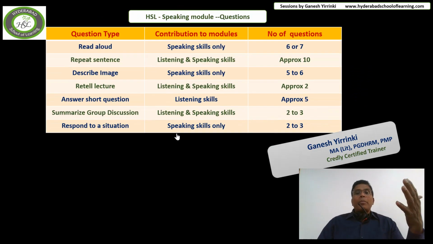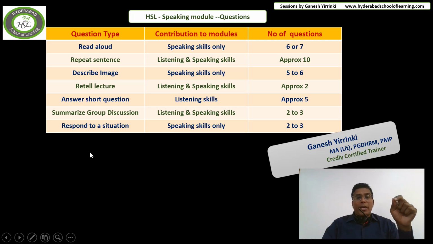And the first module happens to be speaking module. In speaking module, there are totally 7 question types. And usually questions come in the sequence that you find on the screen. Read aloud, repeat sentence, describe images, retell lecture, answer short questions, summarize group discussion, respond to a situation.